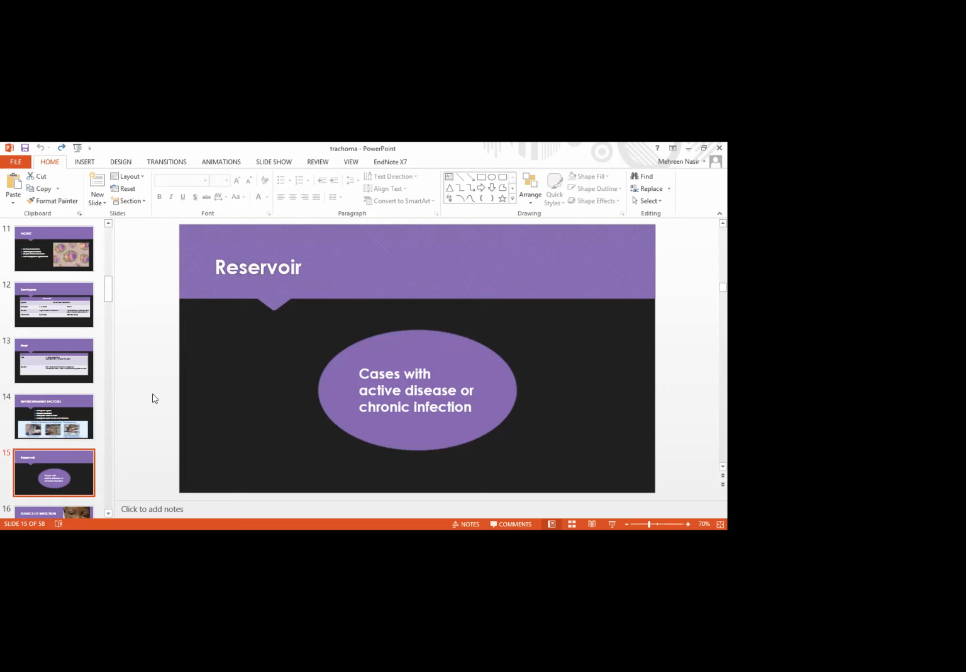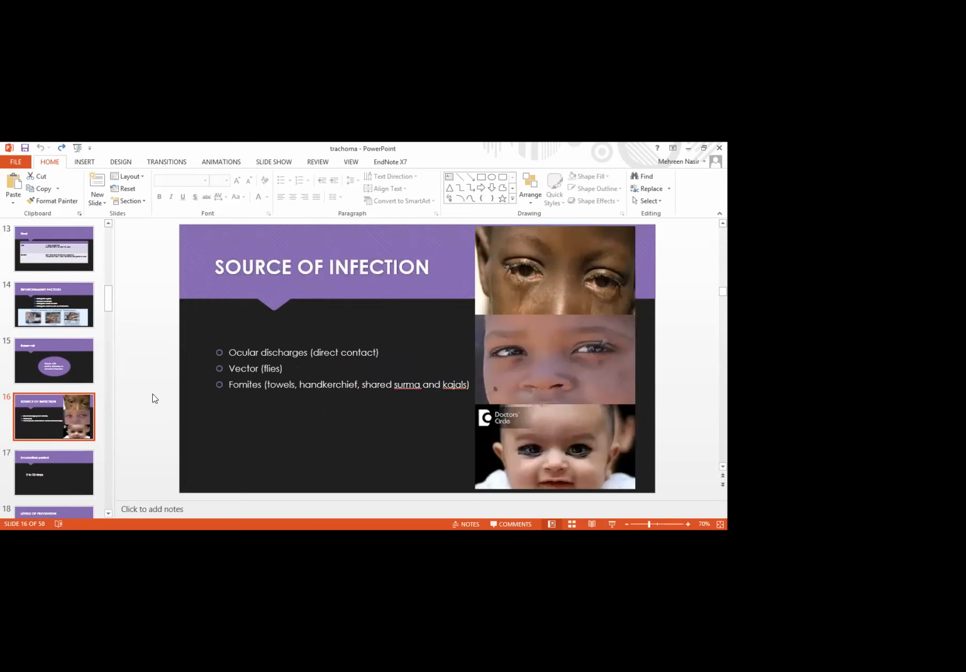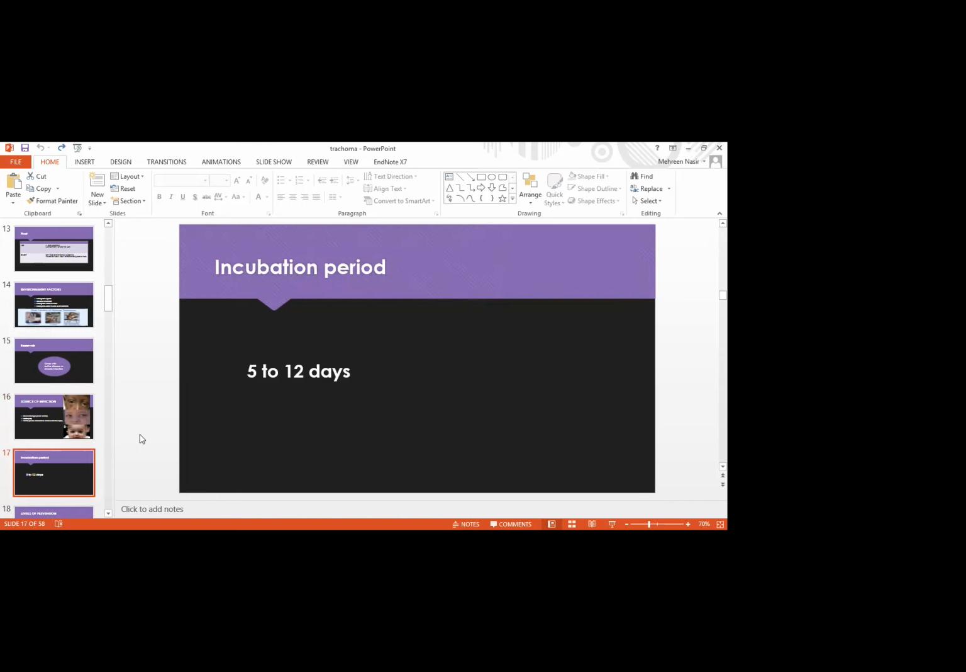Reservoir. There is no known animal reservoir. Cases with active disease or chronic infection are the reservoir of this infection. Source of infection. The most common source of infection is the ocular discharges, which cause infection through direct contact. Other less common sources are vectors such as flies, which are responsible for transmission of this disease, and fomites also can cause transmission of Chlamydia trachomatis, which include towels, handkerchiefs, shared surma, and kajals and other eye pencils. The incubation period of this disease is usually from 5 to 12 days.